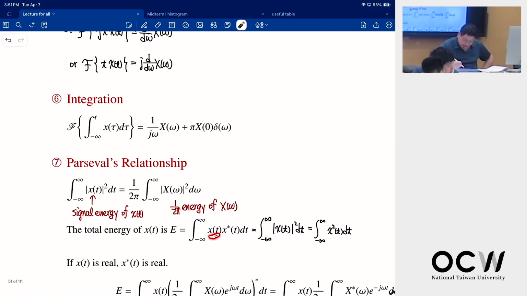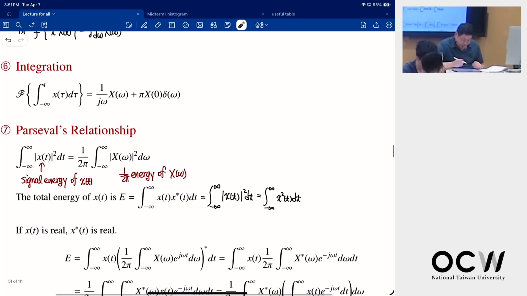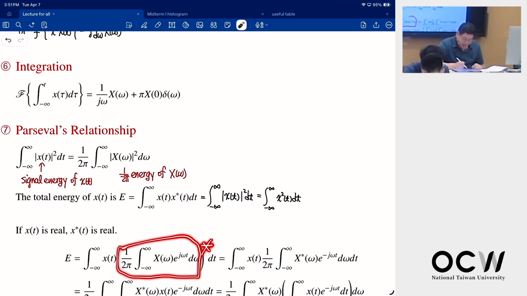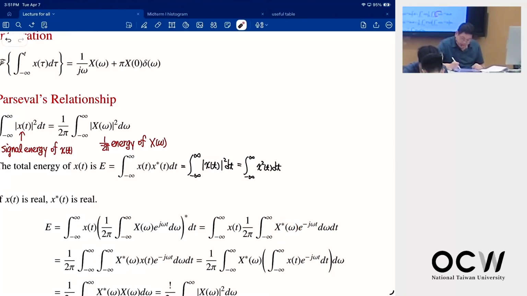If x is real, then its conjugate is still real, because we don't have the imaginary part. Then what happens to the total energy? For the total energy, we have x(t) and x conjugate(t). So this is x(t). When I do the conjugation, there will be x conjugate and e to the minus j omega t. Here we have x conjugate times x, and then we put 1 over 2 pi outside, e to the j omega t, d omega dt.